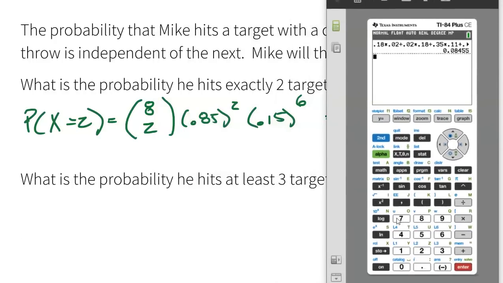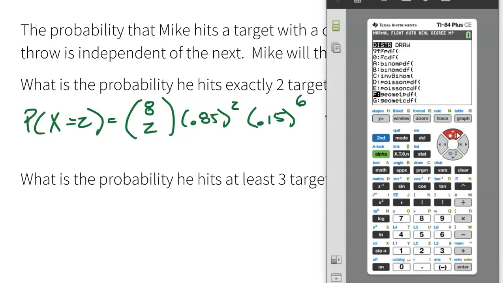First, that 8 choose 2. On your calculator, getting that is a little bit weird. It looks a little bit different, but here's how you do it. Type in the 8 first. Then you're going to hit the math button, slide over to PRB for probability, and go down to option 3 for nCr. It's going to automatically put that 8 down there as the n, that's the total. And then we're looking for 2 successes. And this tells me there's 28 different ways it can happen. Then I'm going to multiply that by 0.85 squared, multiply that by 0.15 to the 6, and I'll get my probability. Or I could use a huge shortcut here.